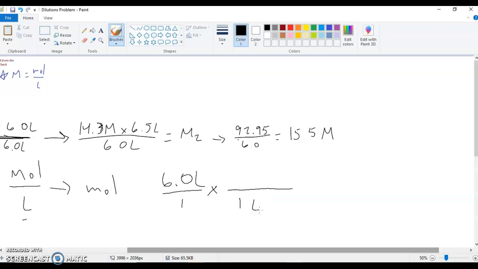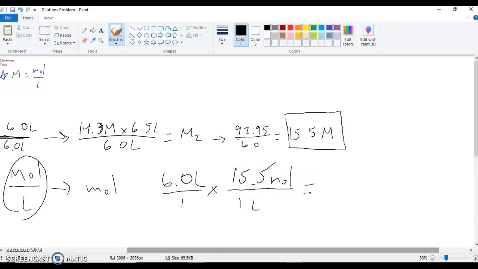Molarity means, again, moles per liter. So how many moles per 1 liter did we calculate earlier? Well, we calculated 15.5. So now if I do my calculation, 6 times 15.5 equals 93 moles. Again, I want to highlight here, there is a difference between moles and molarity.